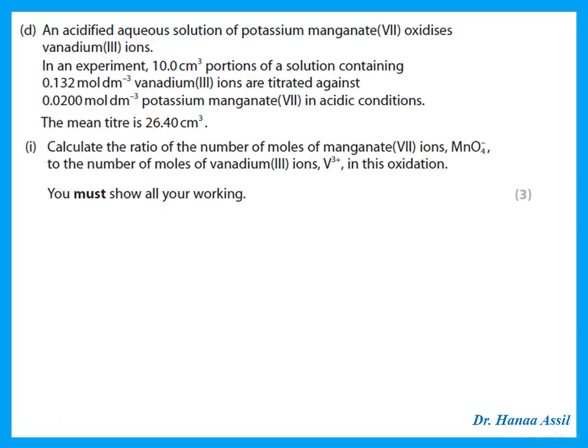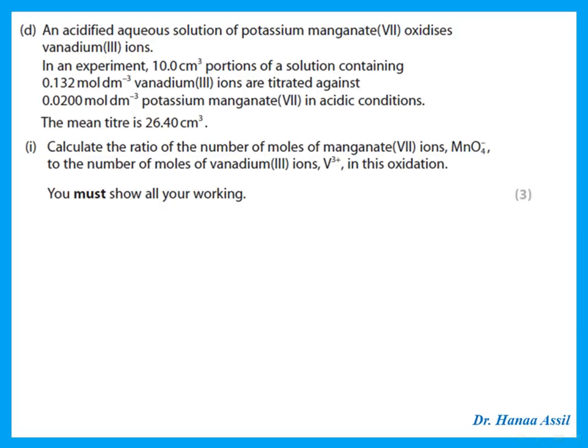An acidified aqueous solution of potassium manganate(VII) oxidizes vanadium(III) ions. In an experiment, 10 cm3 portions of a solution containing 0.132 mol per dm3 vanadium(III) ions are titrated against 0.02 mol per dm3 of potassium manganate in acidic conditions. And the mean titre is this. Calculate the ratio of the number of moles of manganate ions to the number of moles of vanadium(III) ions.